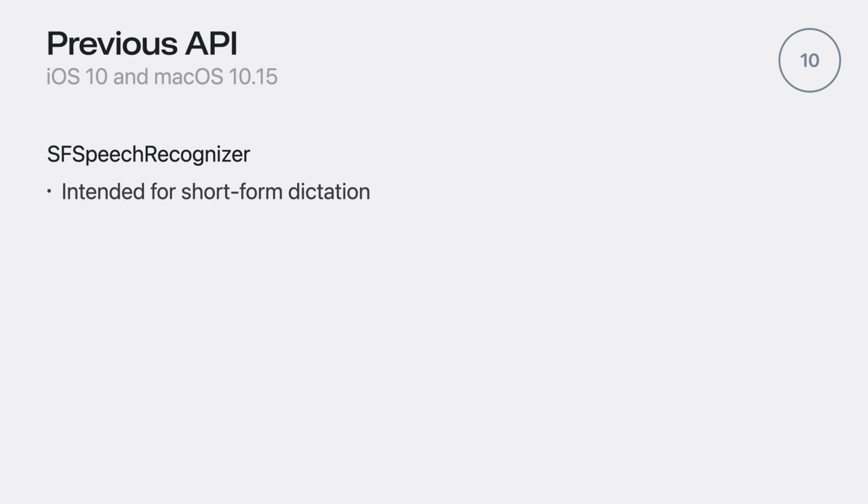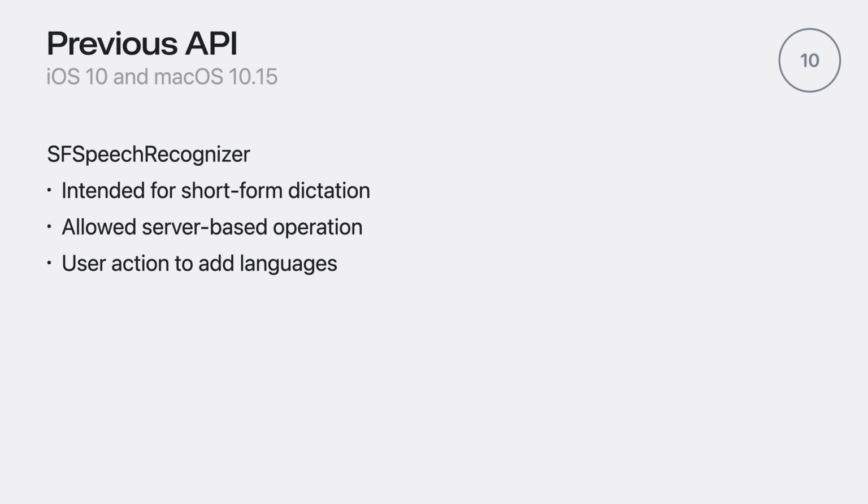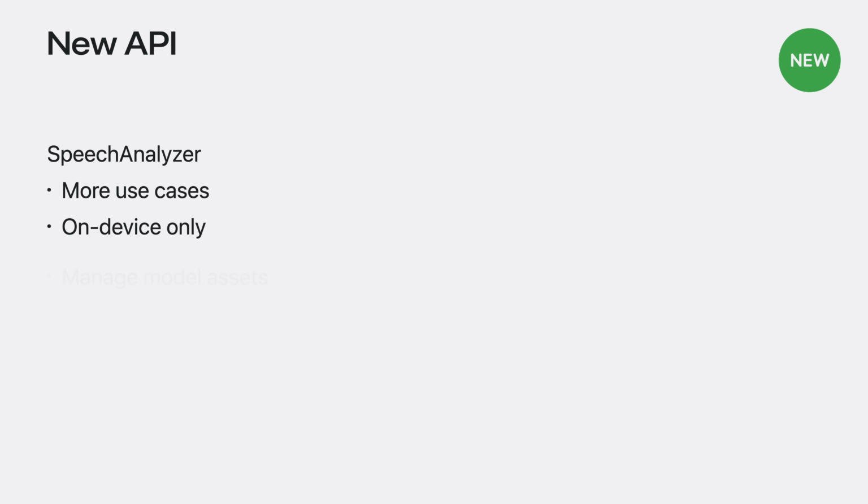In iOS 10, we introduced SF Speech Recognizer. That class gave you access to the speech-to-text model powering Siri. It worked well for short-form dictation, and it could use Apple servers on resource-constrained devices. But it didn't address some use cases as well as we or you'd have liked, and relied on the user to add languages. So now, in iOS 26, we're introducing a new API for all our platforms called SpeechAnalyzer that supports more use cases and supports them better.